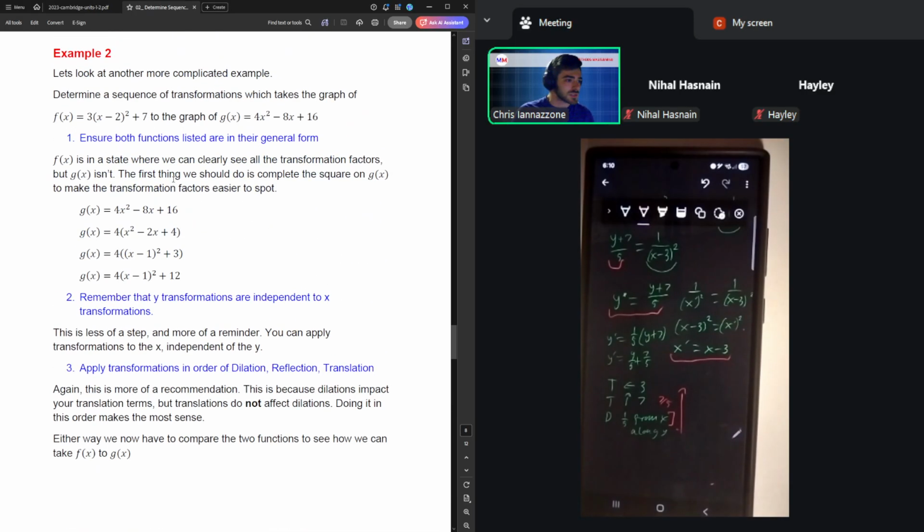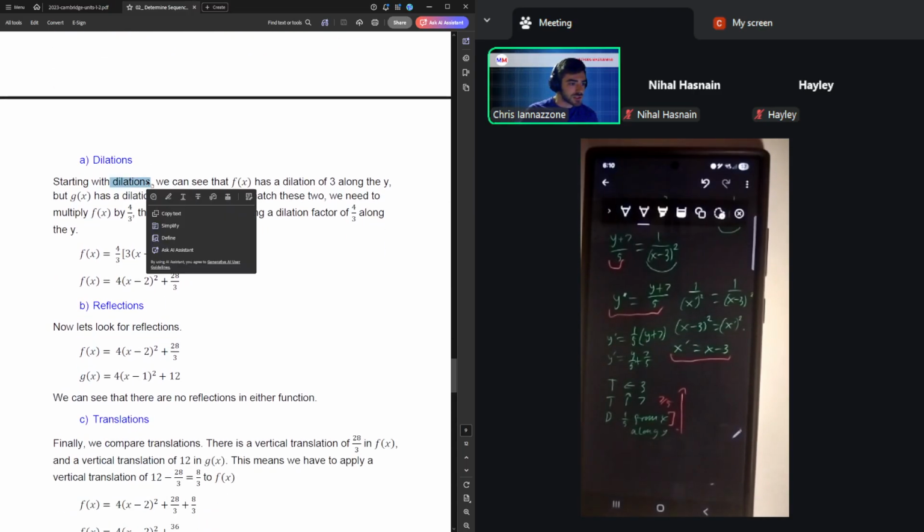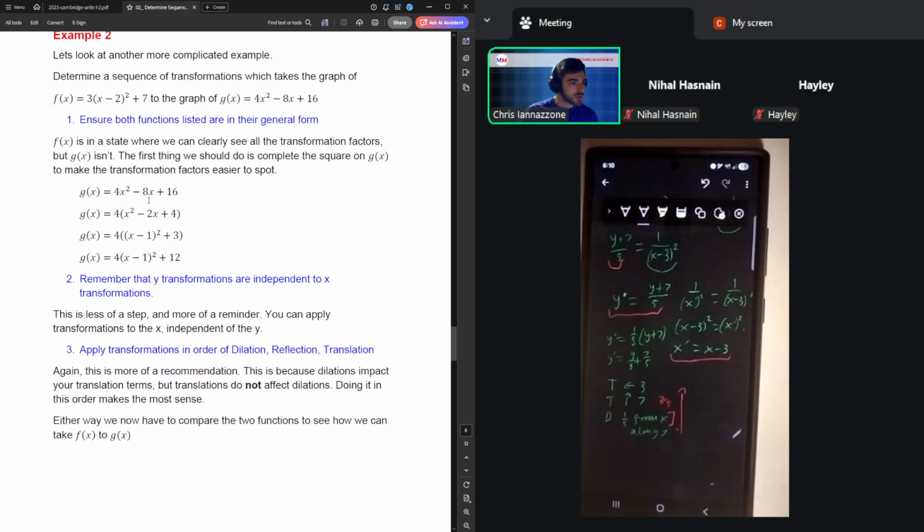So let's see an example of how this actually works. We're trying to go from here to here. So we can see the dilation factors have changed, as well as the 2 translate factors. We're going from -2 to -1. We're going from +7 to +12. If we're doing things in the order I'm suggesting, starting with dilations, what we need to do is basically figure out what dilation, or what multiplication, do I have to apply to this function to fix this dilate to make it look like this dilate.